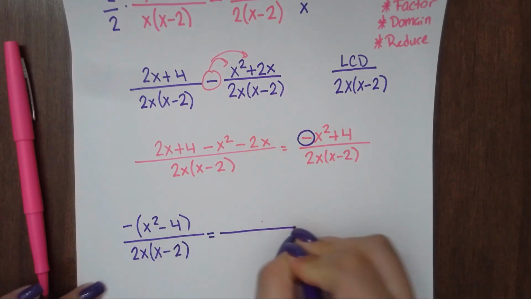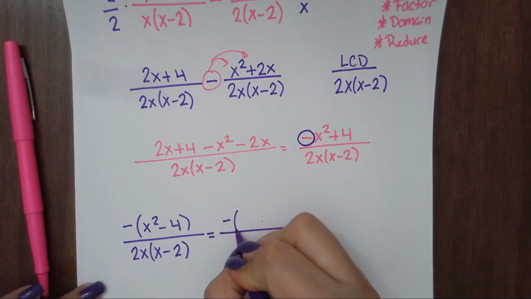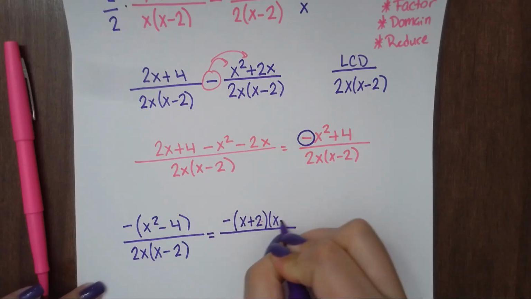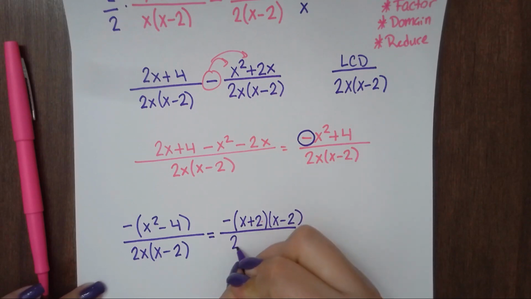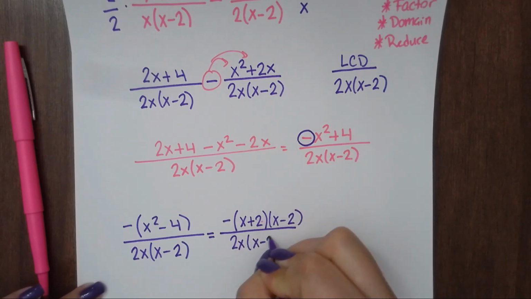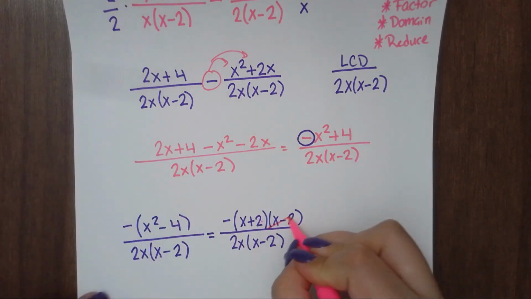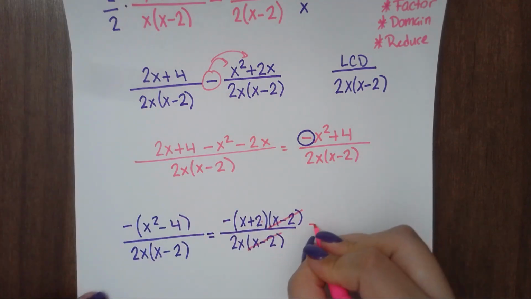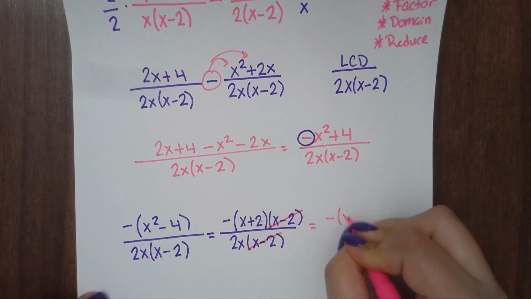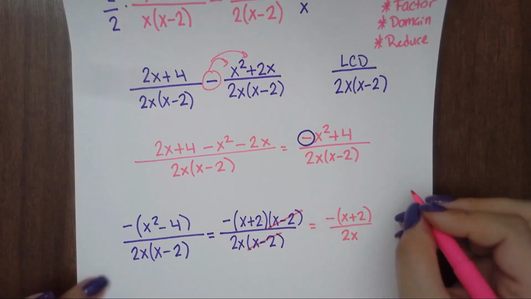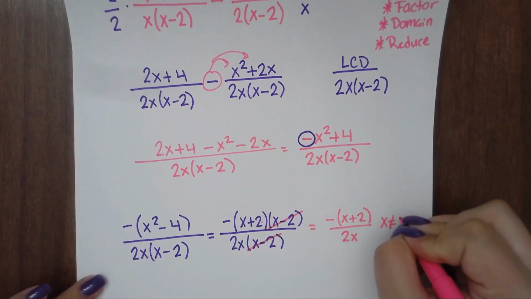So we want to take out that negative, and we want to write this as x plus 2 times x minus 2. And now we have something that will simplify. Cancel my terms, x minus 2, and I have negative x plus 2 over 2x. Once again, x cannot be equal to 2 and 0.